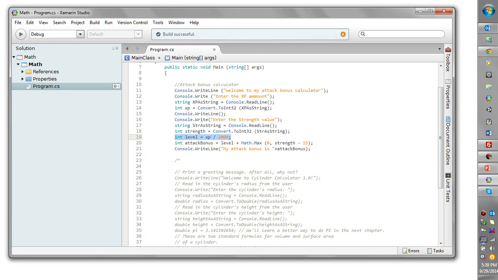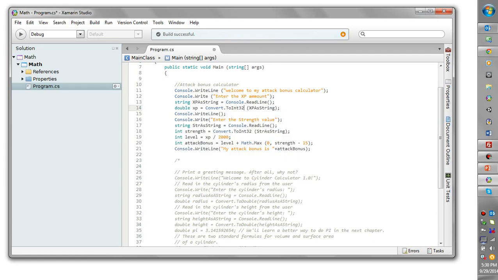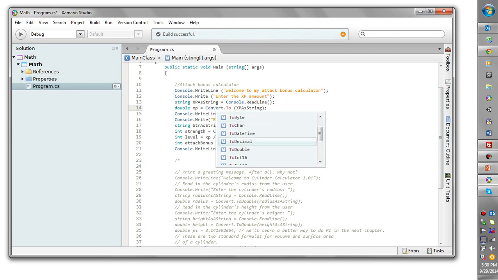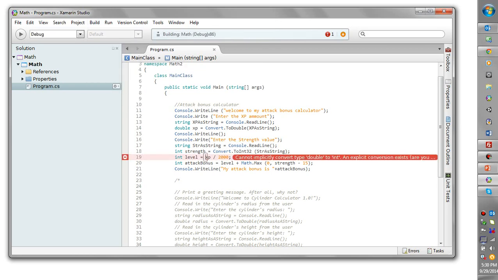For example, let's say that we wanted our XP to actually be a double. In other words, if we wanted half XP amounts, which actually exists in some versions of D&D. So if we say convert to double, XP as string, now we're suddenly going to run into problems, because we say int level equals XP divided by 2000 right here, and I will show you what happens in that case. It's going to give us a 'cannot implicitly convert type double to int' error. It would not give us this error if we were going from integer to float, but since we're going from float to integer, there's going to be precision loss. XP is currently treated as a double, and we want to treat that as an int instead.